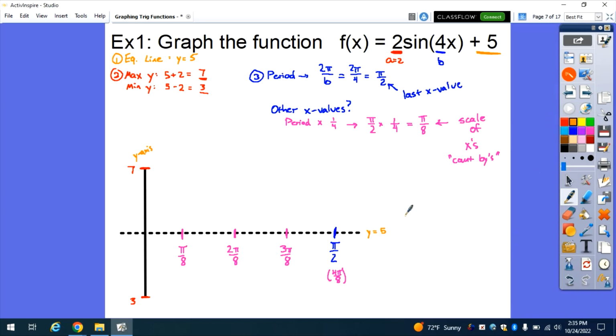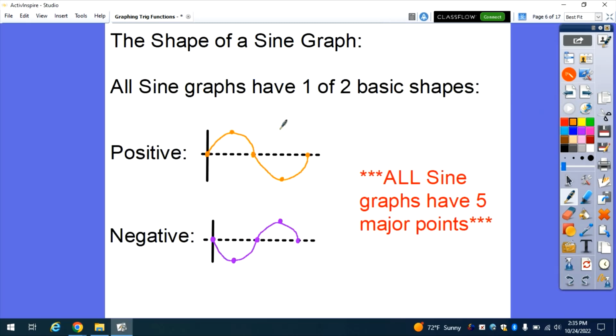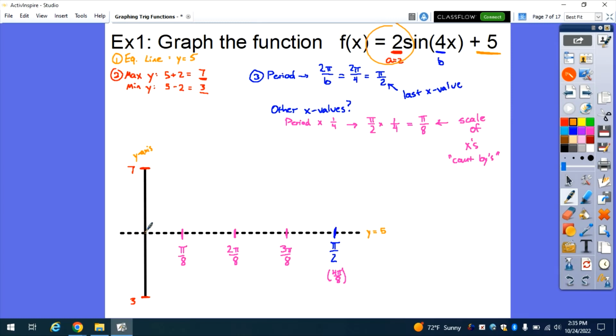Now this one is positive, so it's going to match this positive shape. So point on the line, we go up to the maximum, down to the line again, down to the minimum, back to the line. And then as best we can, we draw a little curve. And we have our graph.